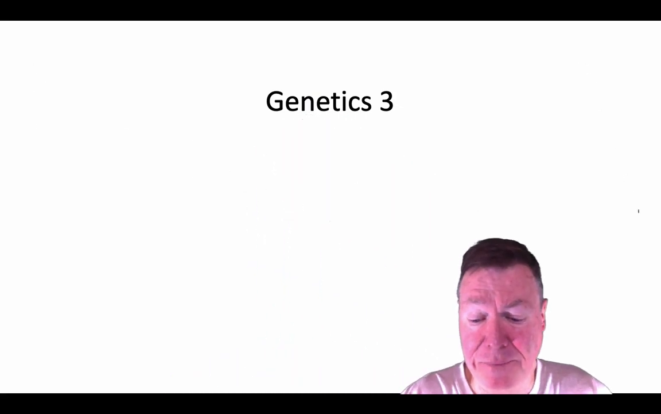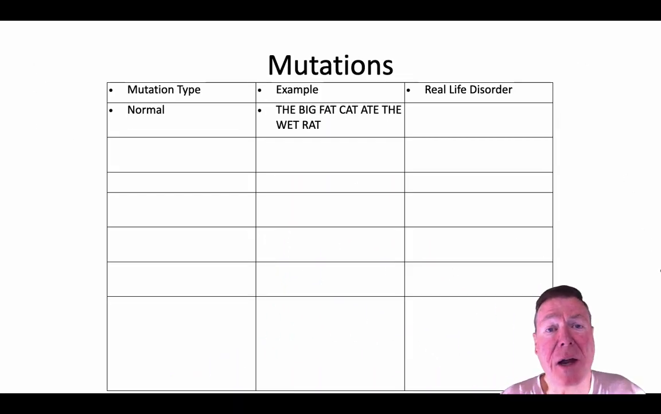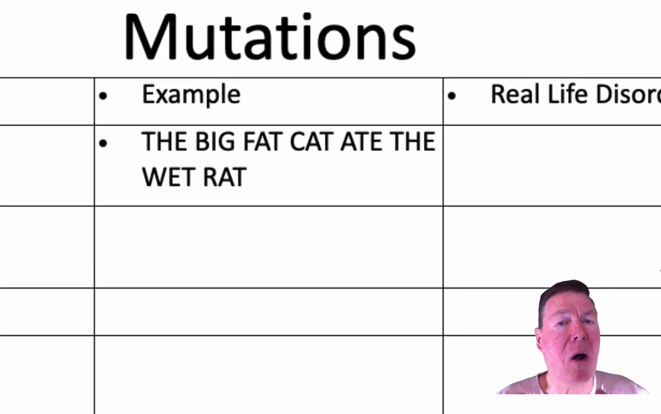Let's get started. We're going to talk about types of mutations. Right here, we're looking at a sentence that I made: The big fat cat ate the wet rat. Notice that all the words are 3 letters long. Why 3 letters? Because that's what a codon is. It's 3 base pairs at a time.